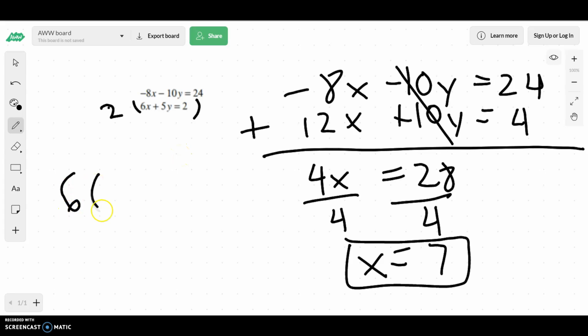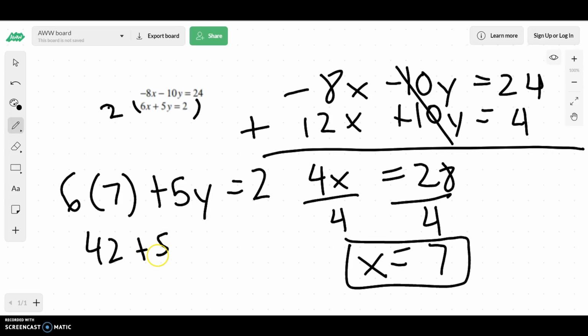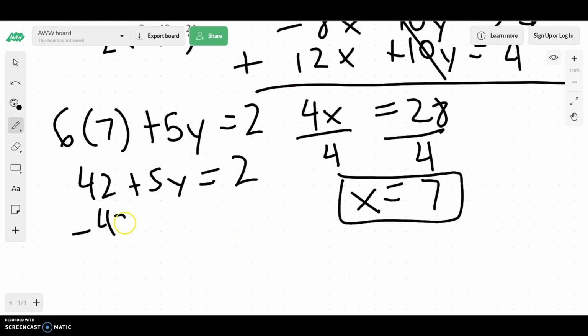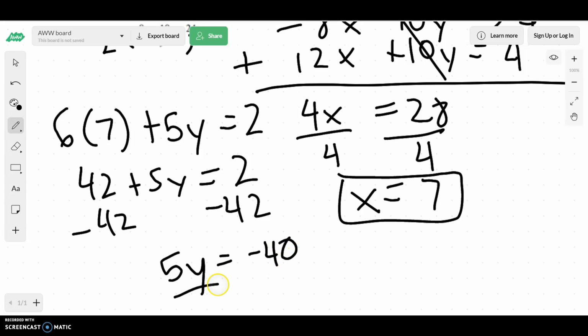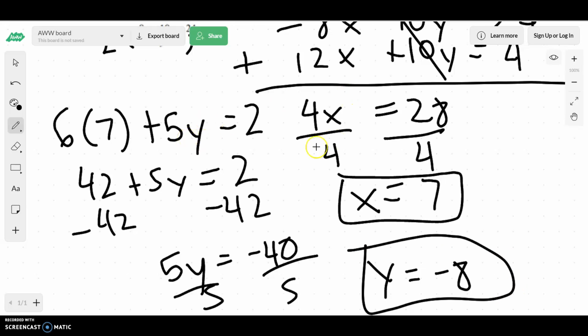So that'd be 6 times 7 plus 5y equals 2, or 42 plus 5y equals 2, or if we subtract 42 from both sides, we get 5y equals negative 40, meaning that y is equal to negative 8. That's how I would do that problem right there. Let's try the next one.